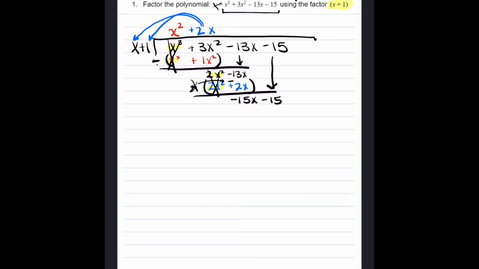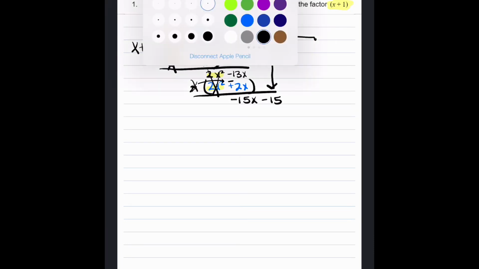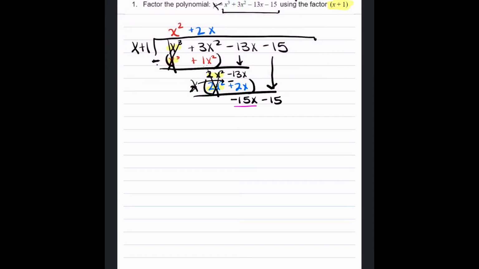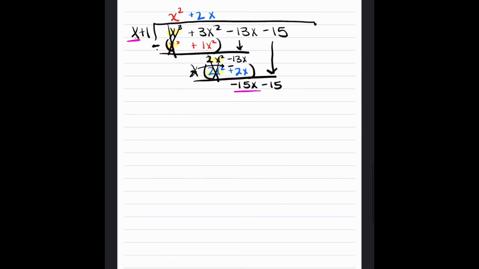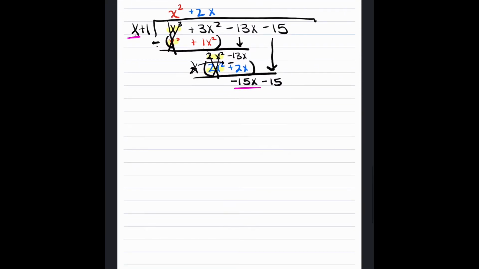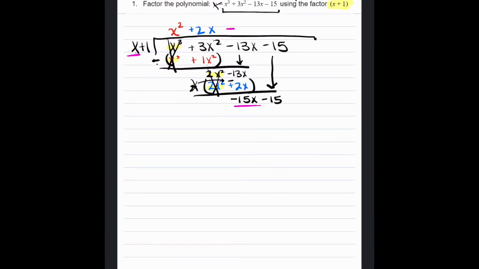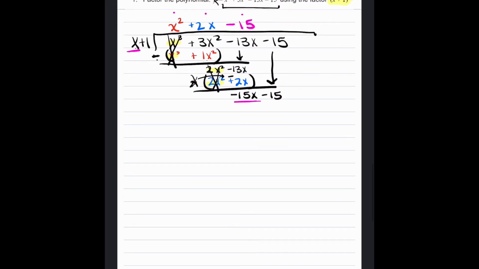Okay, then I do what I was doing one more time. I'm looking at each of my first terms, so negative 15x and x. I'm saying, what does x need to multiply by to become negative 15x? And it needs to be multiplied by a negative 15. And notice for each of these values, the exponent of your variable decreases by 1. X to the second, x to the first. This is technically x to the 0.